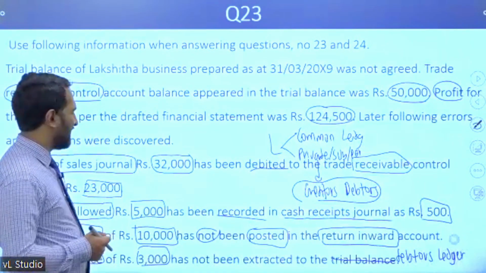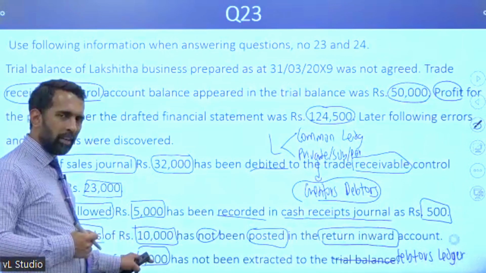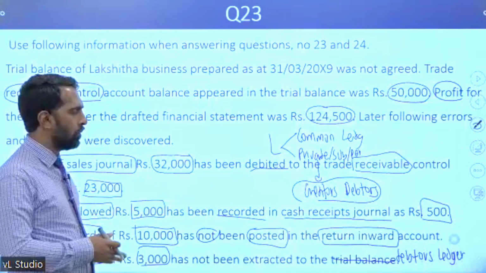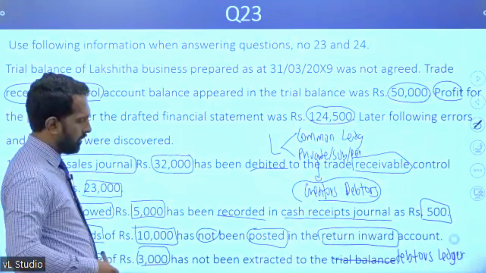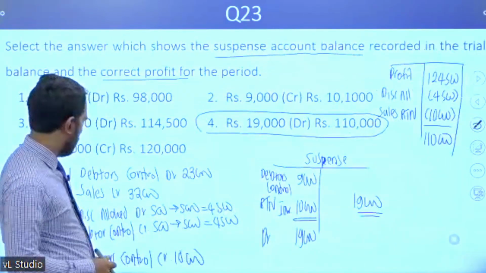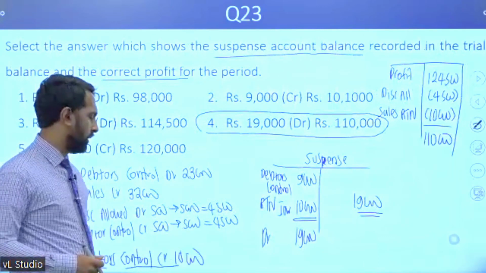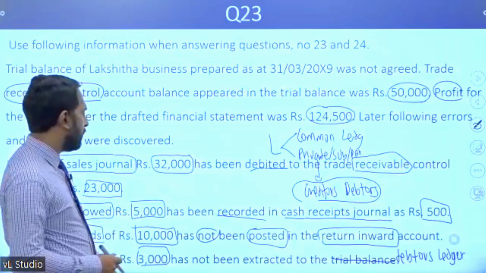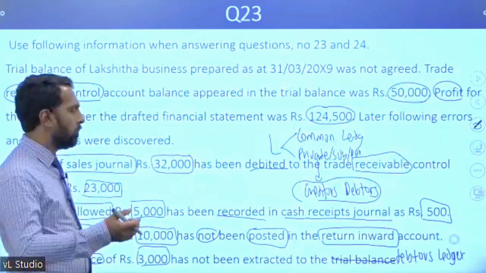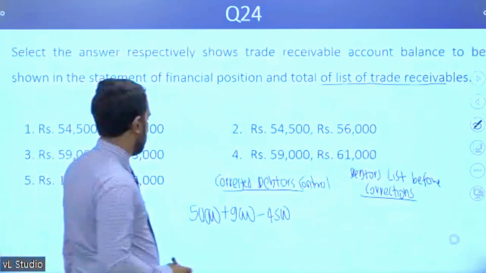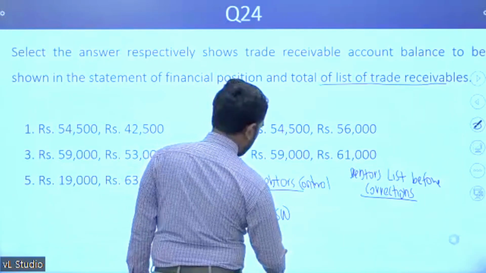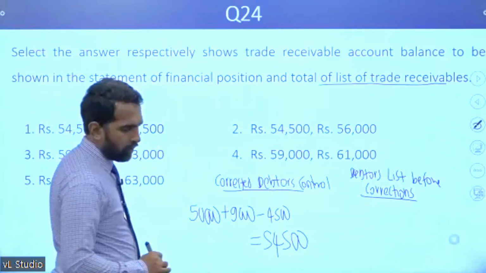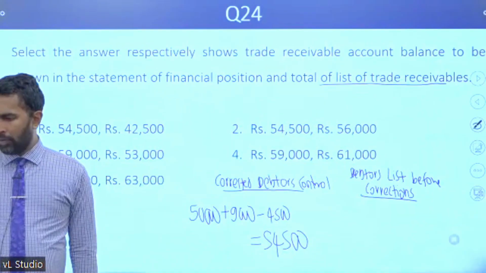Return inwards, it's only impacting the return inwards account, not the debtors control account. Therefore, there is no impact on the debtors control account from the third adjustment. They have correctly recorded that. The last one is relevant only to the debtors ledger. It's not impacting the debtors control account. So we can get the answer here: 54,500.